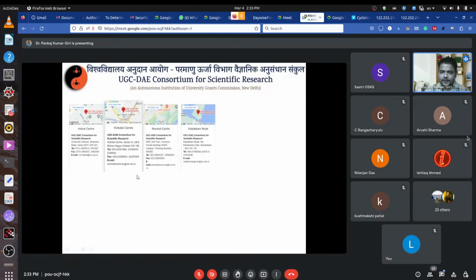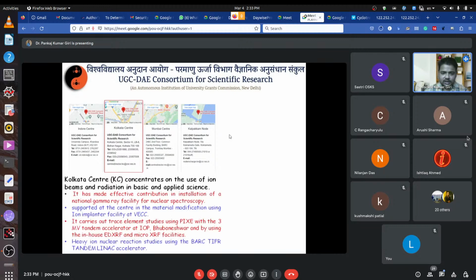And quickly, just an overview of our UGC-DAE CSR. There are actually 4 centers. One is the Indore Center, another one is Kolkata, from where I actually belong, and the Mumbai Center. One is the Kalpakkam Node.